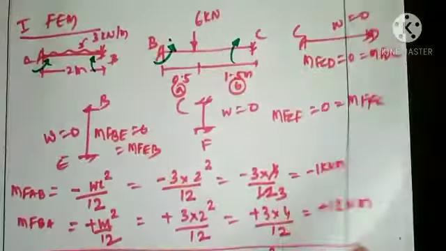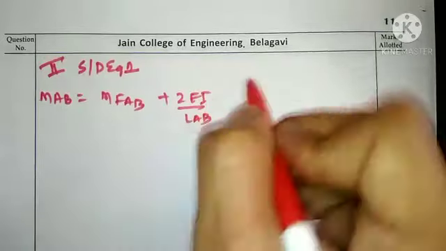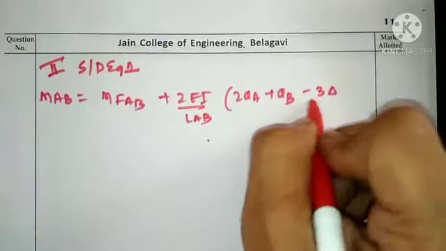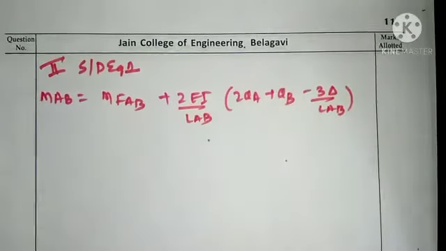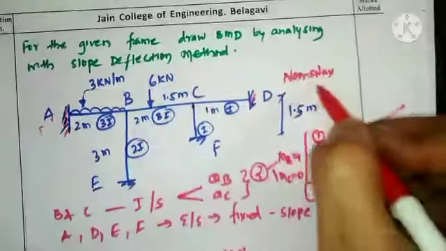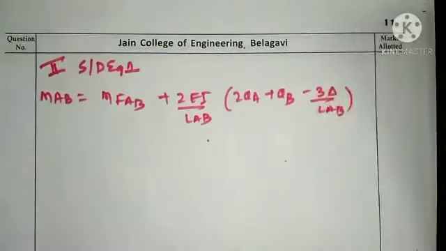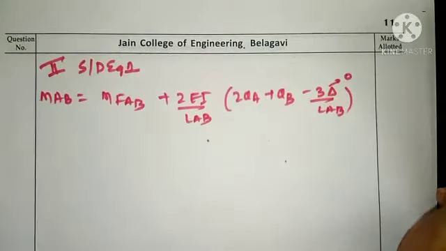Next is to write down the slope deflection equation. MAB will be equal to MFAB plus 2EI divided by LAB times 2 theta A plus theta B minus 3 delta divided by LAB. Now this particular frame is a non-sway frame. So when I say non-sway frame, the delta value will be considered as 0.